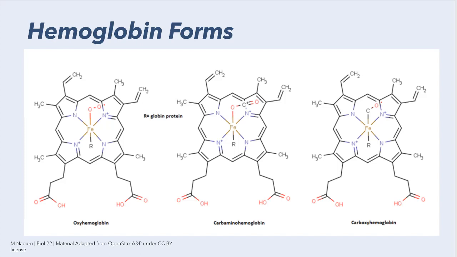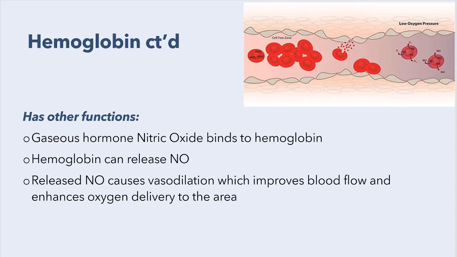This is what it looks like when it's bound to oxygen. We call it oxyhemoglobin. It's also important to note that hemoglobin can bind to carbon dioxide. And so we get carboxyhemoglobin and carbaminohemoglobin. Hemoglobin has other functions as well.